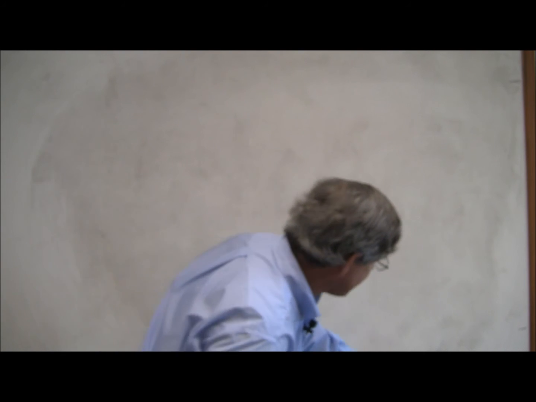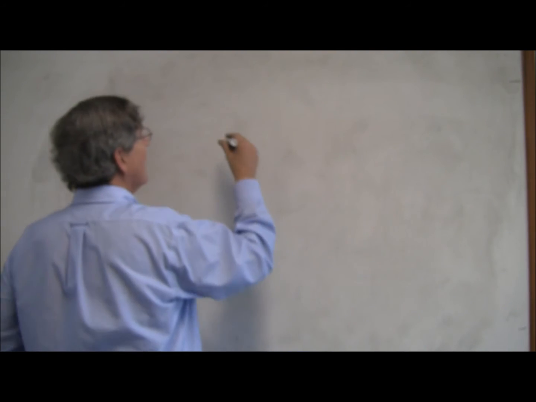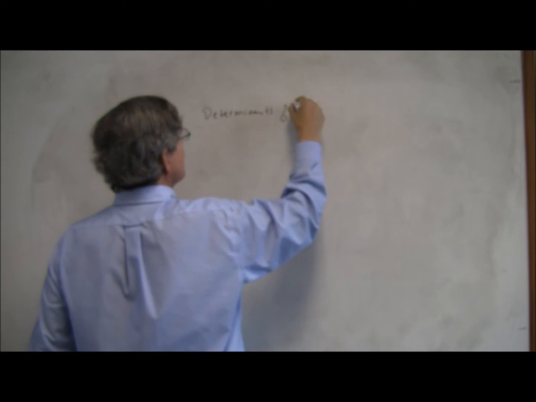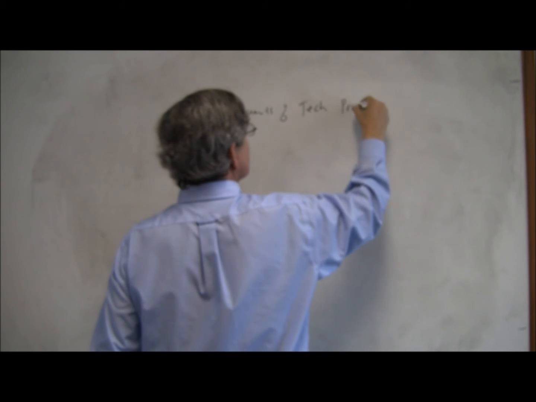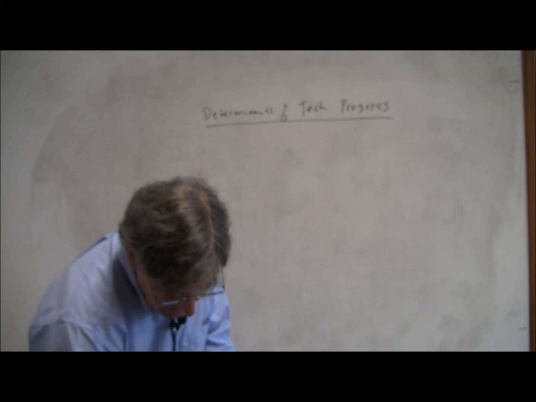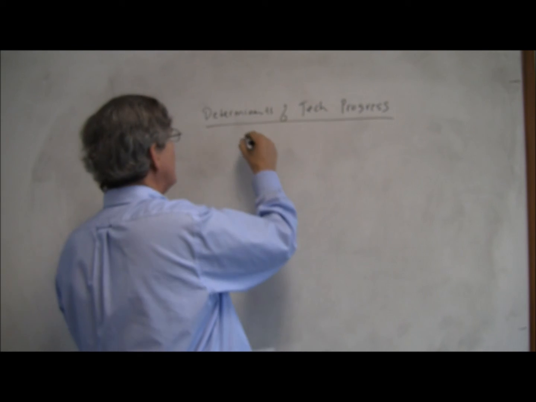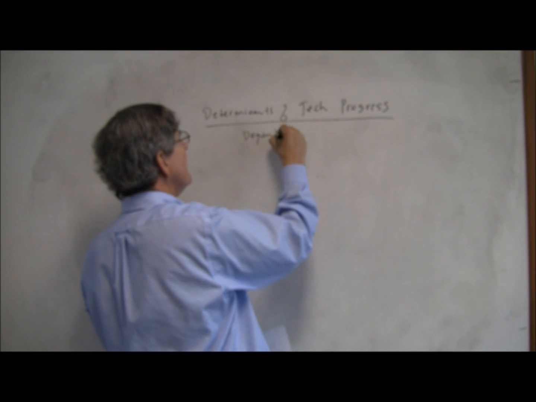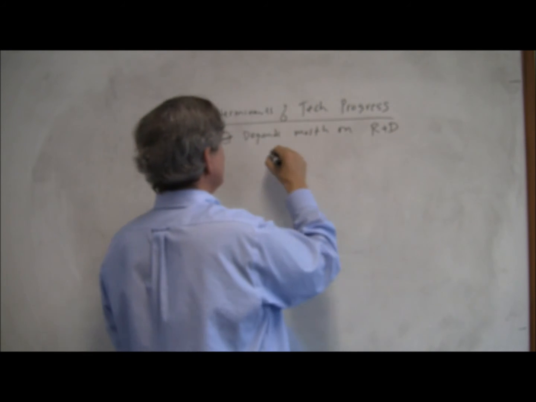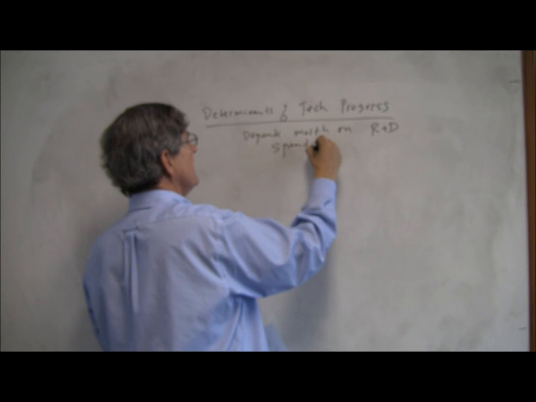So if technological progress is so important, what determines it? Where does technological progress come from? The book has a small section here on the determinants of technological progress. And it depends mostly, if you look at the data, on research and development spending by the government and by firms.